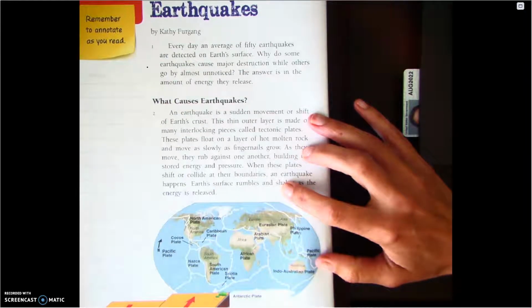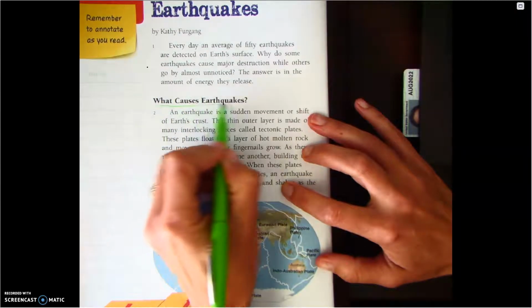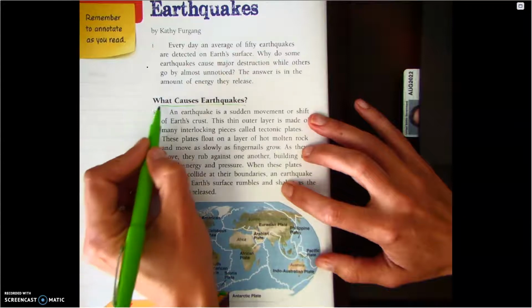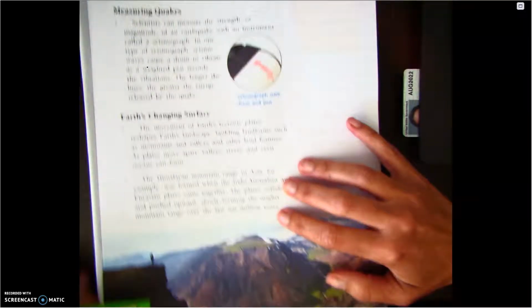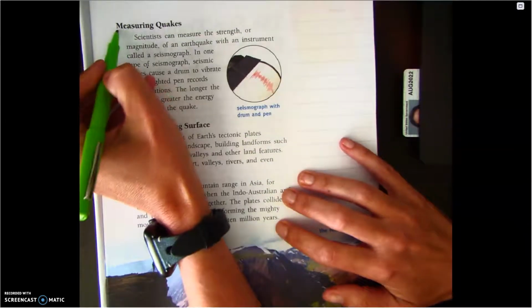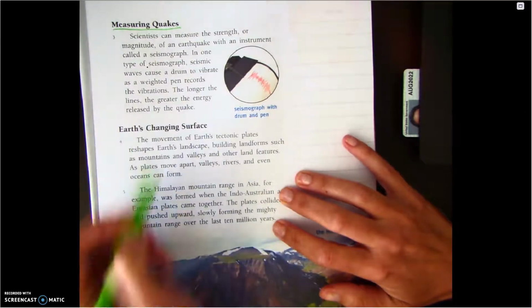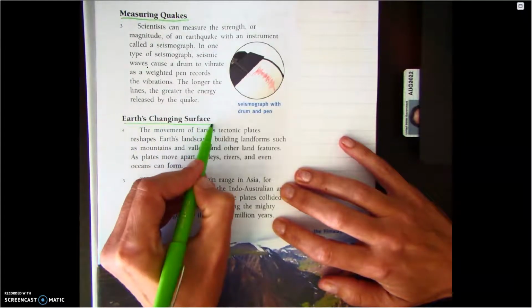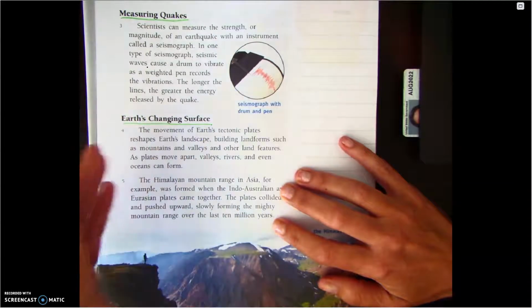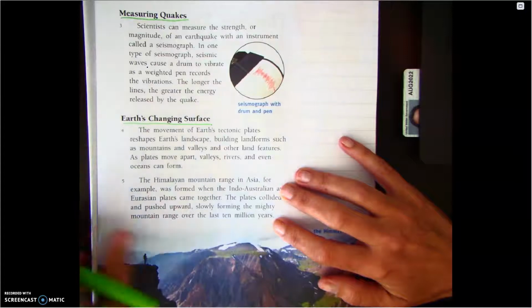But right away I see that the author has organized it by heading. So if I see "What Causes Earthquakes," that means this paragraph is going to tell me what causes earthquakes. And then my other heading is "Measuring Quakes," so that one's going to tell me about how to measure it. And then the last thing they're going to tell me is "Earth's Changing Surface." So right away I know the author's organized it not into chapters but by heading. That's going to help me out.